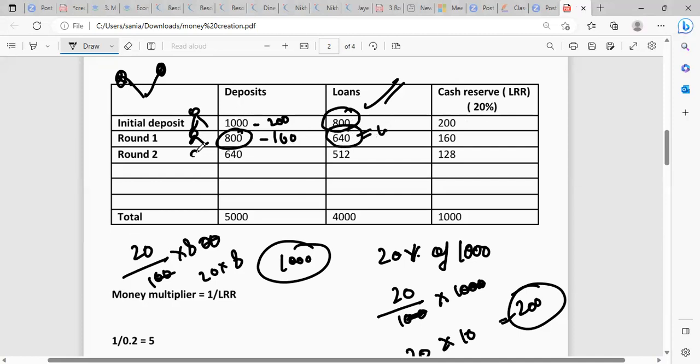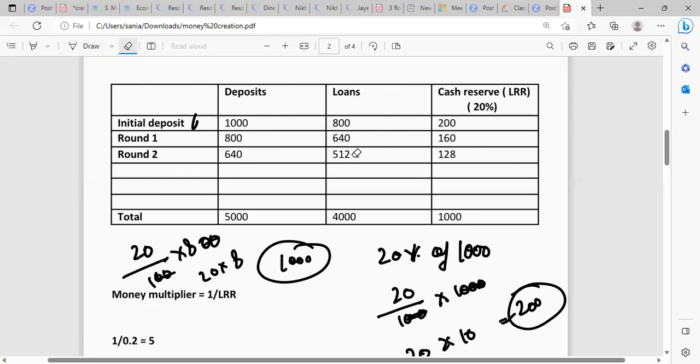Okay, now this is Vanisha. She needed 640 rupees loan, so she took the loan and deposited it in her account. And similarly, 20% of 640 is 128, and then this is 512. If you subtract 128, you will get 512. Clear?